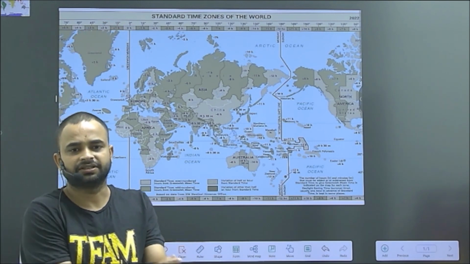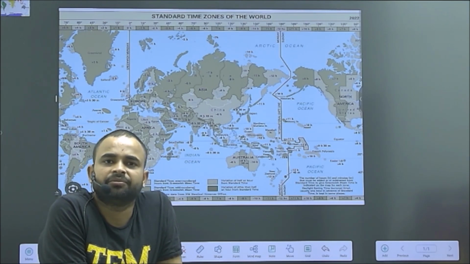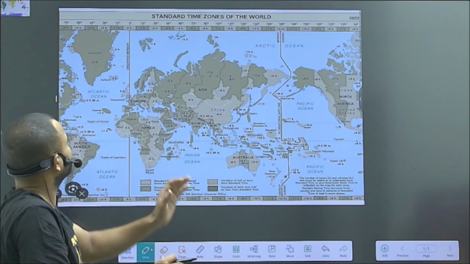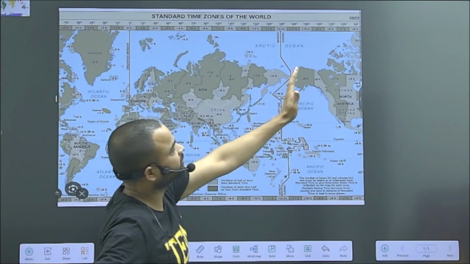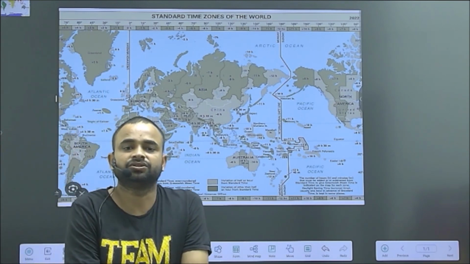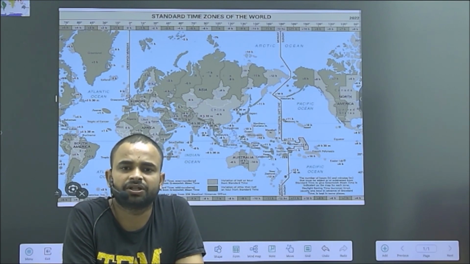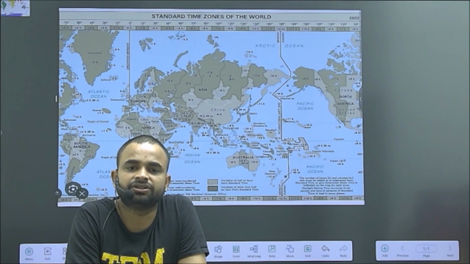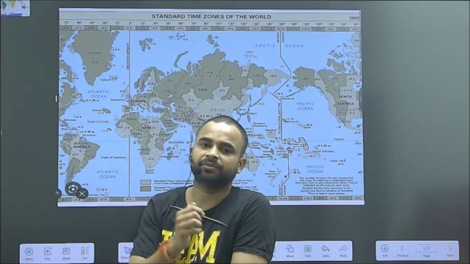So here two questions are arising. First is why prime meridian is straight, and why prime meridian is from 0 degree. Basically it is 0 degree. There you can understand this eastern part and this western part. As you saw in longitude, you have to understand that 0 degree longitude divides earth into two equal parts, which are eastern region and western region. So that's why prime meridian is from 0 degree.